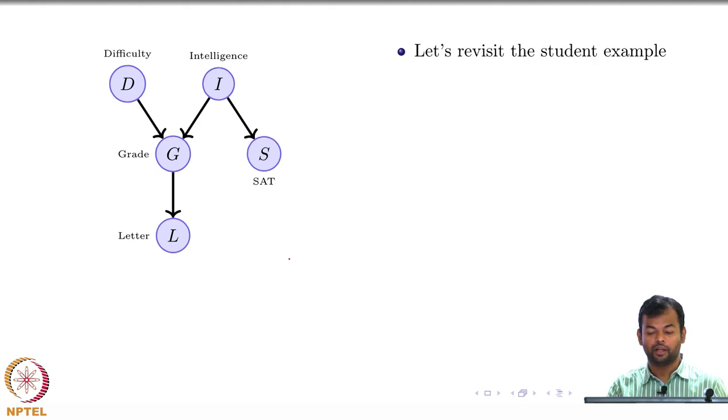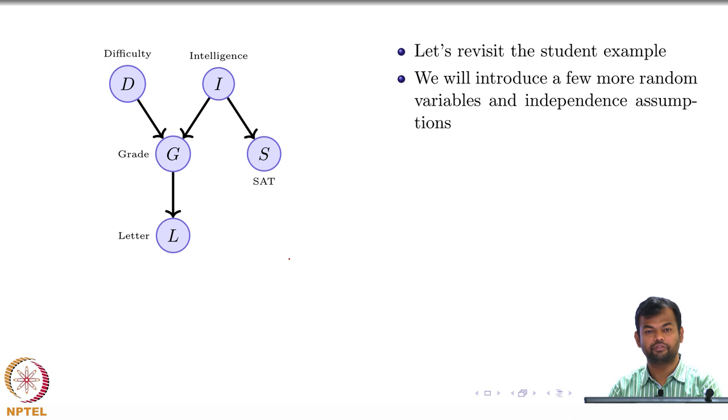Okay, so that's what a Bayesian network or a graphical model or a directed graphical model is. Okay. Now let's revisit the student example, and we'll not just revisit it, we'll also introduce a few more random variables and independence assumptions, right? Now can you tell me what are the independence assumptions that I'm making here, or at least tell me what are the dependence assumptions that I'm making here? What variables depend on what?